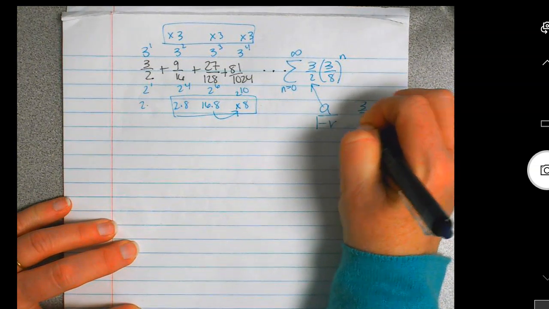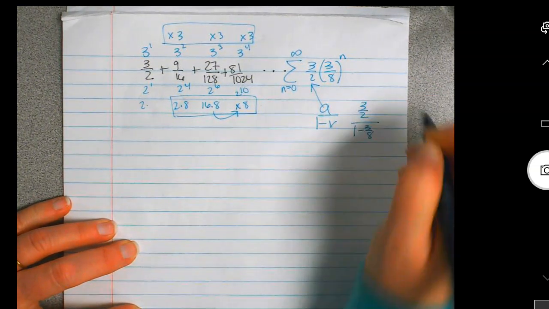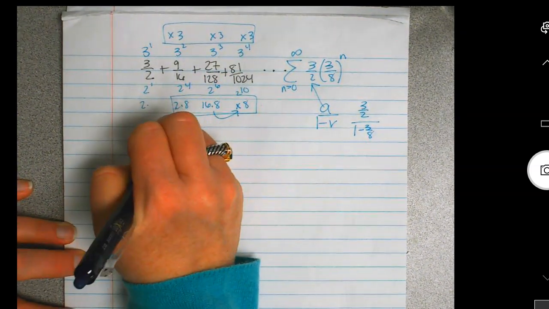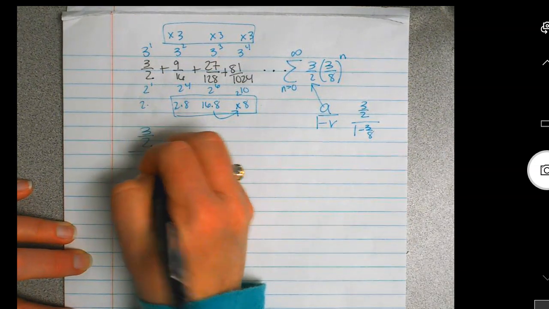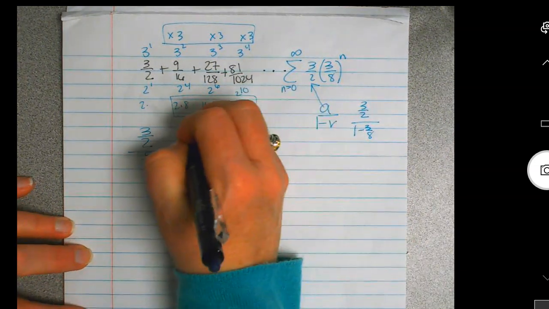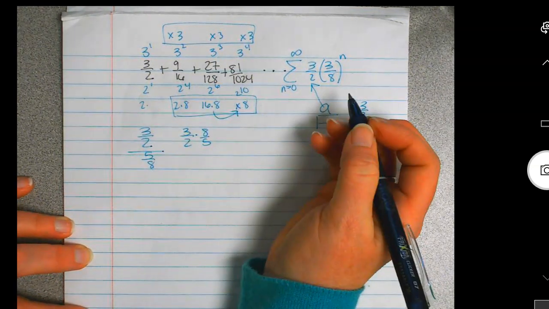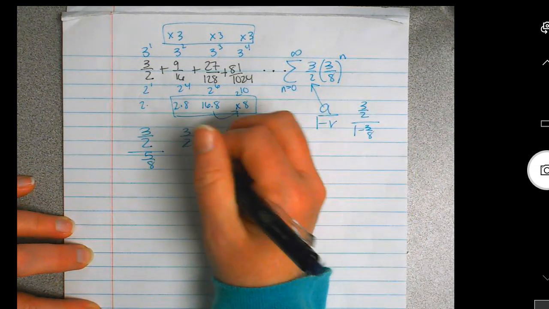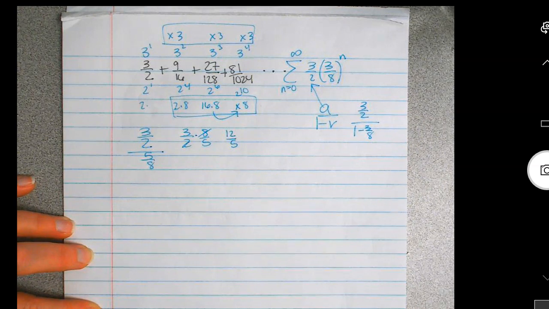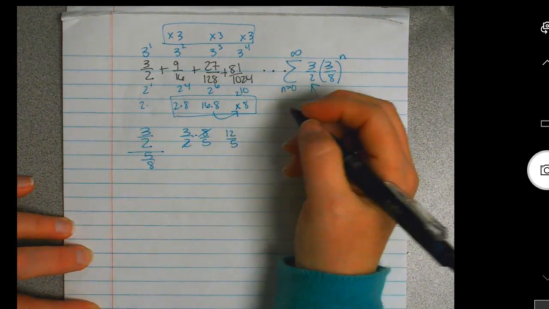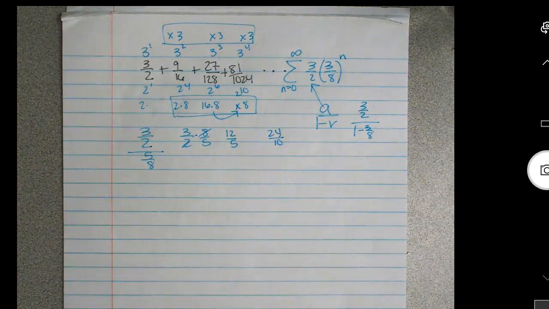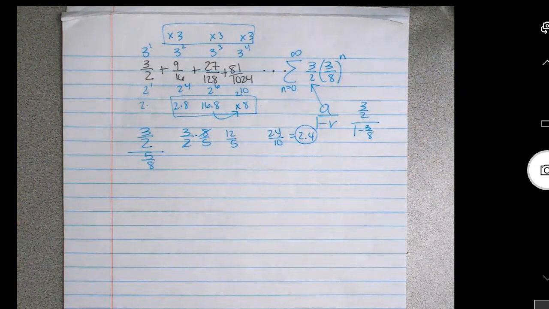So we get 3 halves over 1 minus 3/8, so 3 halves over 5/8, 3 halves times 8/5. 12 over 5. Wait, is that right? That's right. When I did it the first time I said 24 over 10, and that was easy to pick out as my answer, 2.4.